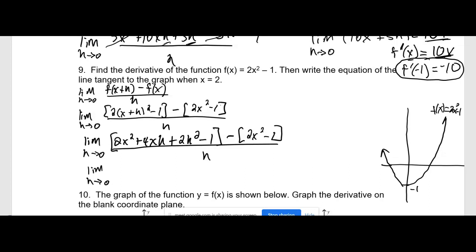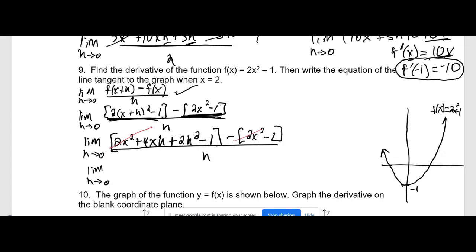Careful with parentheses, brackets, distributing. Here's our formula. Here is the x plus h function. Here is our original function. I just, algebra-wise, squared the binomial and distributed, which gives us this here. Similar to the previous couple steps, some things should start to cancel.